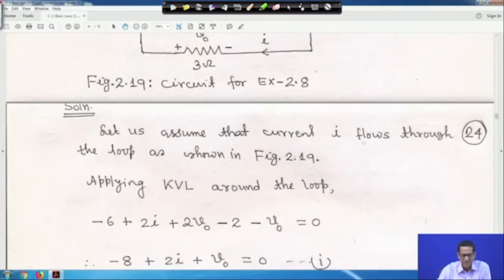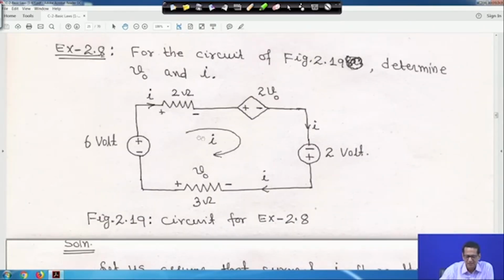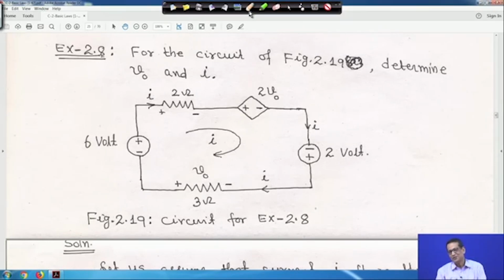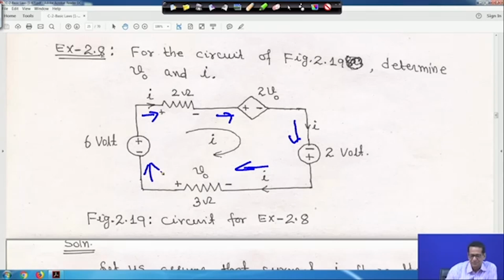Now you have to first apply the KVL. If you apply KVL, look, we are moving clockwise. Again I am making it for you; after 2-3 problems I will not make it again and again, by that time this concept will be clear to you. So I am moving clockwise, clockwise, clockwise, and clockwise. As soon as I move clockwise, minus 6 will come first, because it encounters the negative terminal. So it will be minus 6.